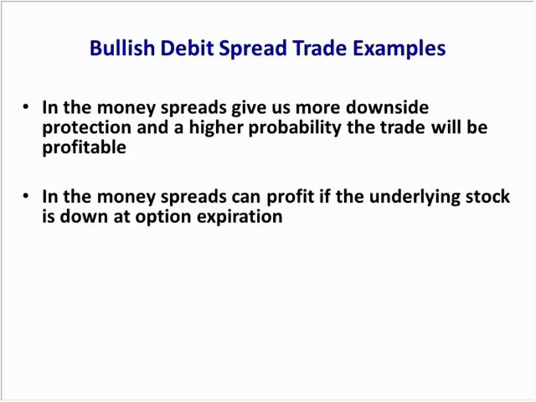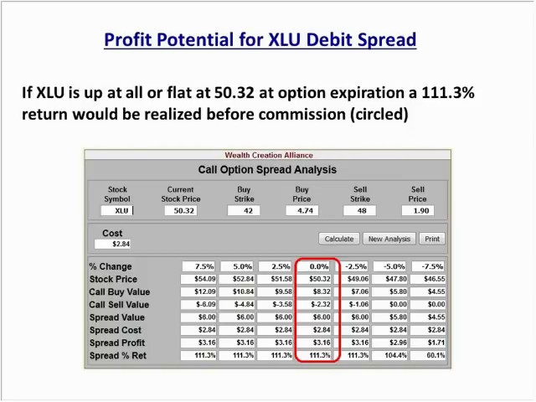As Elaine mentioned, the in-the-money spreads give us more downside protection and a higher probability that the trade is going to be profitable. In-the-money spreads can profit if the underlying stock or ETF is down at option expiration, which gives us a huge advantage over a directional trade. Let's look at the profit potential for this XLU debit spread.